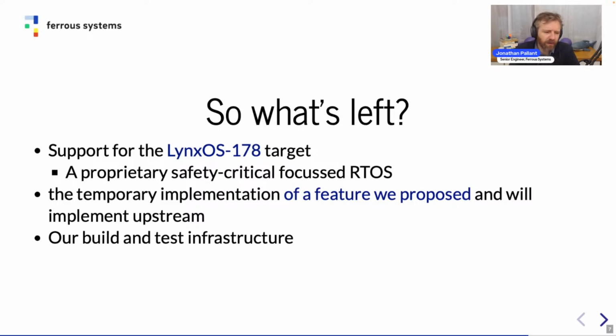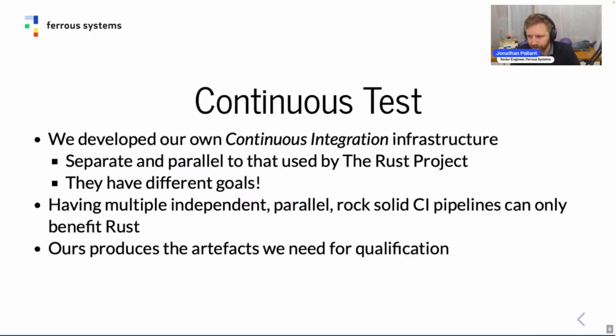And the other difference between Ferrocene and Rust is the build system and the build and test infrastructure, I should say. The open source upstream project has its CI system designed to do a certain job: make release binaries available free of charge. Ours needs to do a different job. We're testing different targets, and we need to produce documentation and traceability matrices with the test logs and all of that kind of stuff. So our build and test infrastructure is different, and we keep that in our tree.